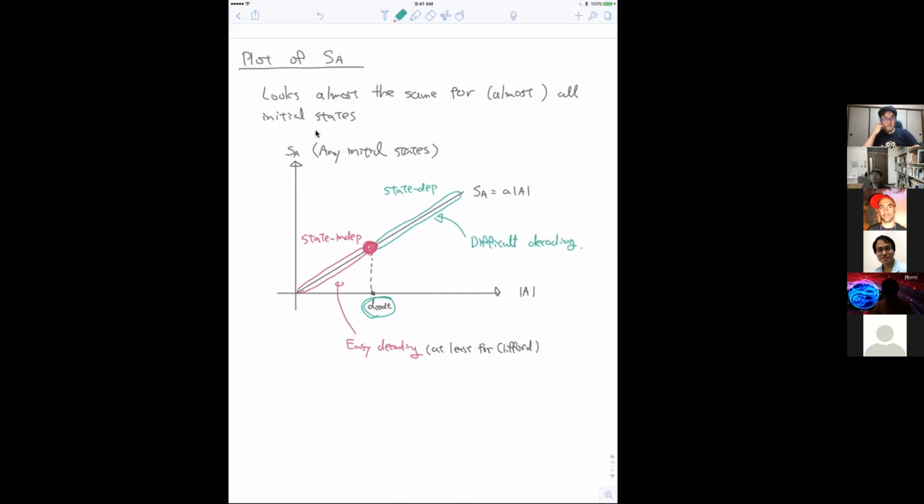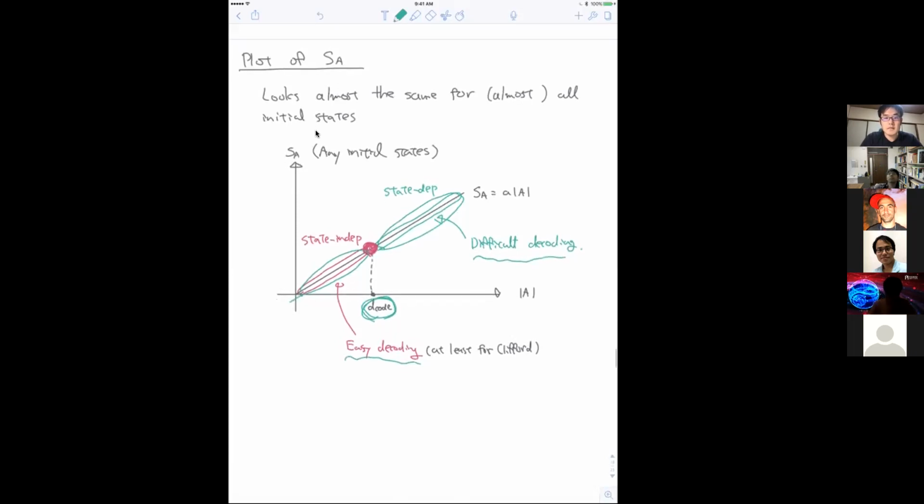That is, up to this code distance, your entanglement is state independent, but beyond that scale, your entanglement becomes state dependent. And I think it's interesting to point out that this state-independent entanglement is relatively easy to decode, but the state-dependent one is difficult to decode because it depends on all the histories exponentially long time ago. So it seems that there is an interesting sudden phase transition in the complexity of decoding, which may have some interesting holographic implication. I don't know.